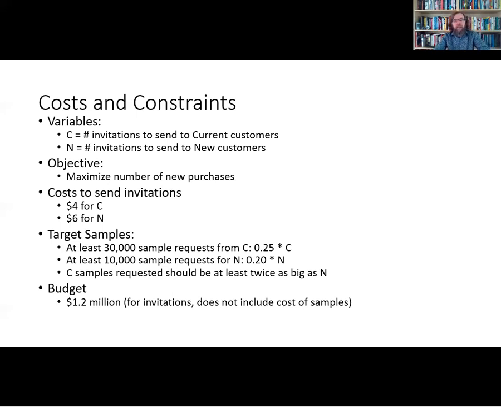And then lastly, we have a goal that the current customers should request at least twice as many samples as the new customers.